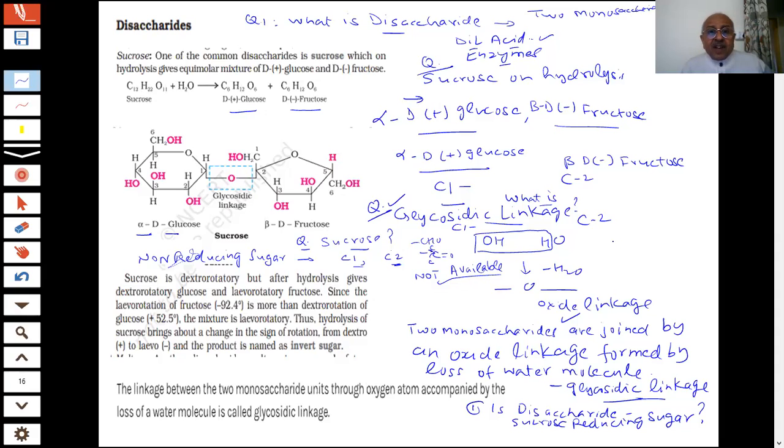When sucrose is hydrolyzed, student, what happens? There is a change in the direction of the rotation, or the sign of the rotation changes from plus to minus, and that is the reason it is also called invert sugar. Why does this happen? This is an important question which we have to discuss. Why is this called invert sugar, student? This question has been asked.